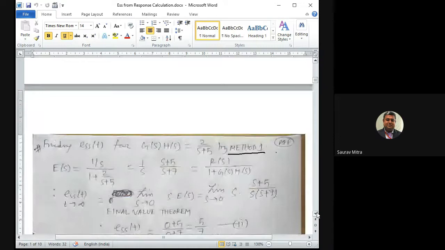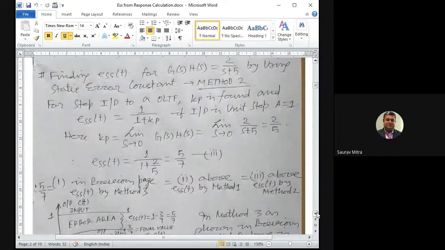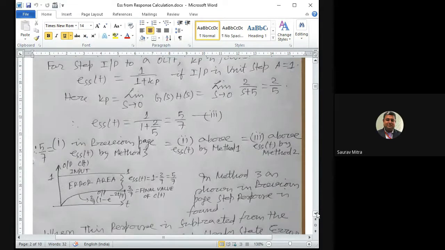So method 3 is given first, then method 1, then method 2. What we are doing here is, this is a type 0 system and we are giving a step input. How does the output look like? Whenever we are talking about method 3, this is the input and this is how the output looks like. So this is 2 by 7 into 1 minus e raised to minus 2 by 7 t. If you substitute t tends to infinity in this case, you will find that the output gets stabilized at 2 by 7. So this is the final value of c(t).